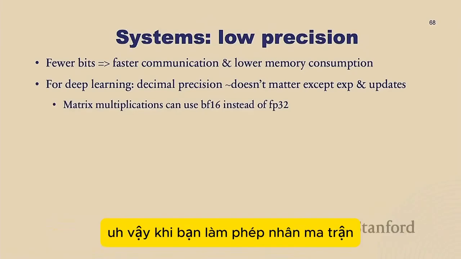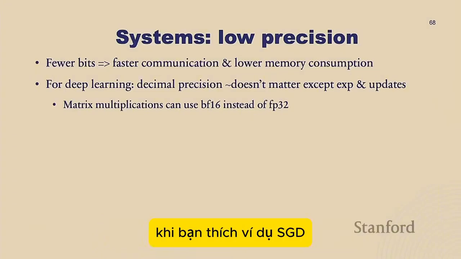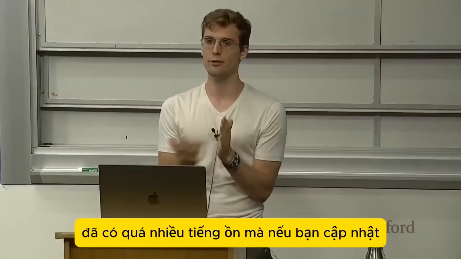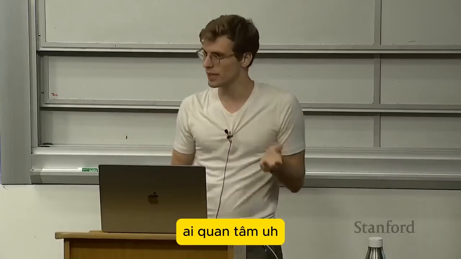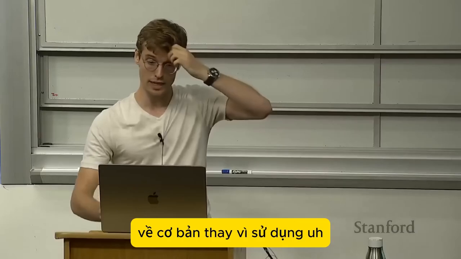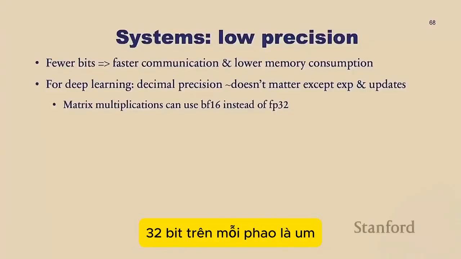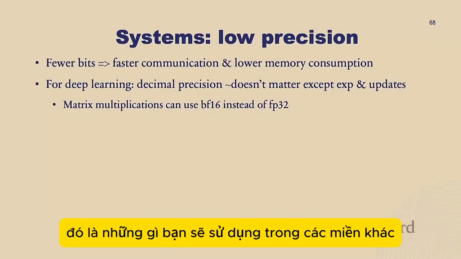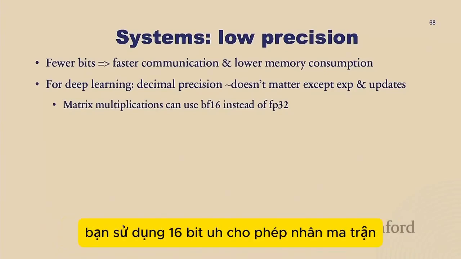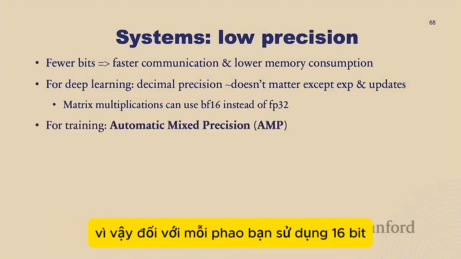So when you do matrix multiplication, when you do, for example, SGD, there's already so much noise that if you update something by 0.01 or 0.015, who cares? So basically, instead of using 32 bits per float, which is what people used to use, or 64, for example, which is what you would use in other domains, you use 16 bits for matrix multiplication. So for every float, you use 16 bits.